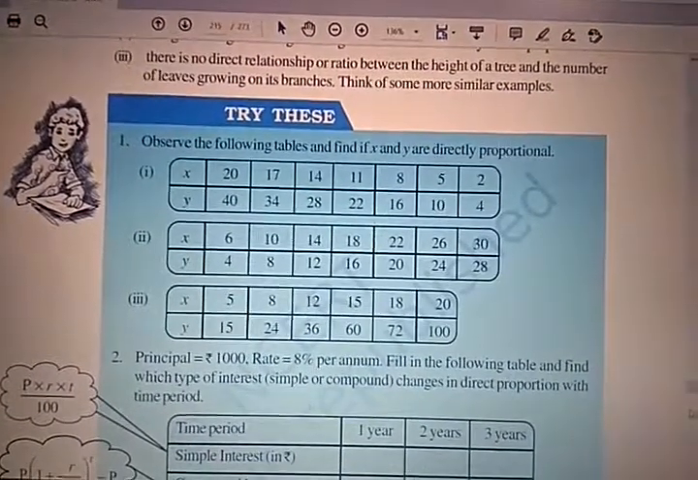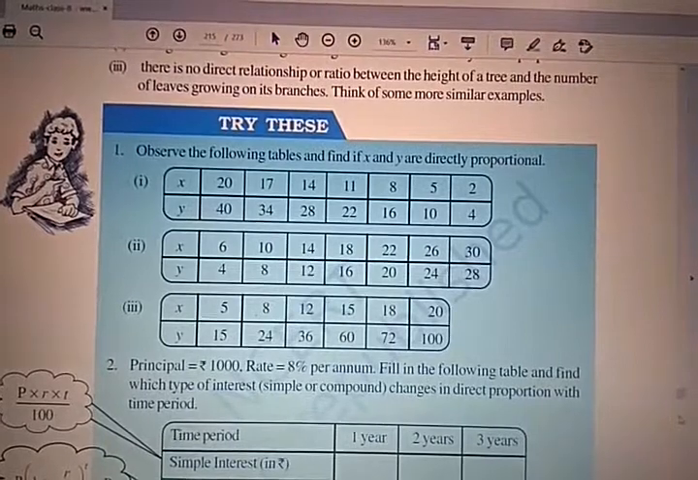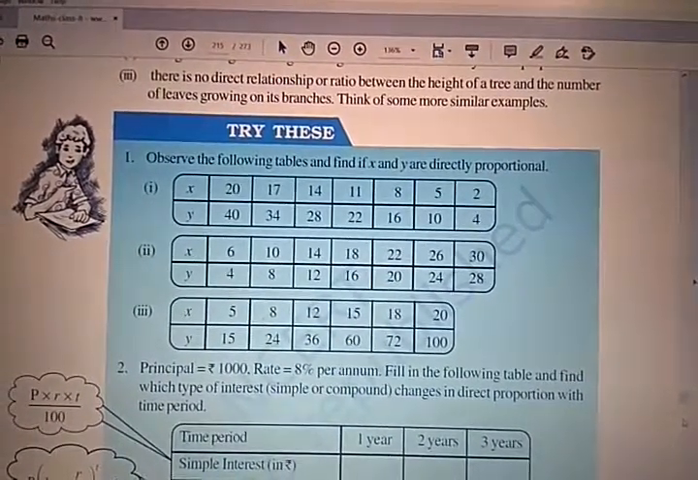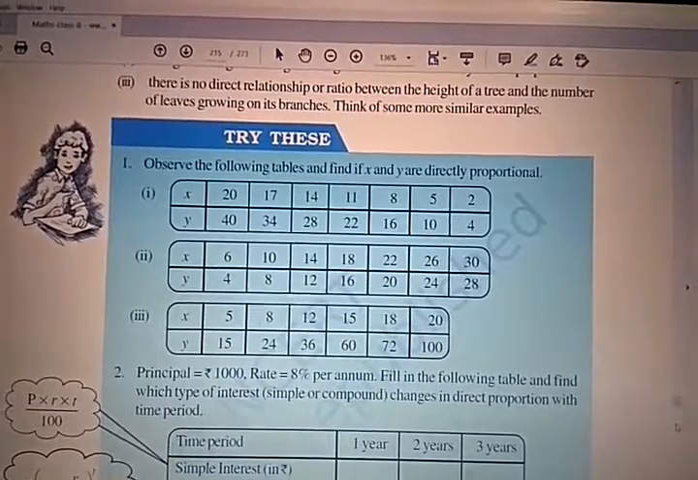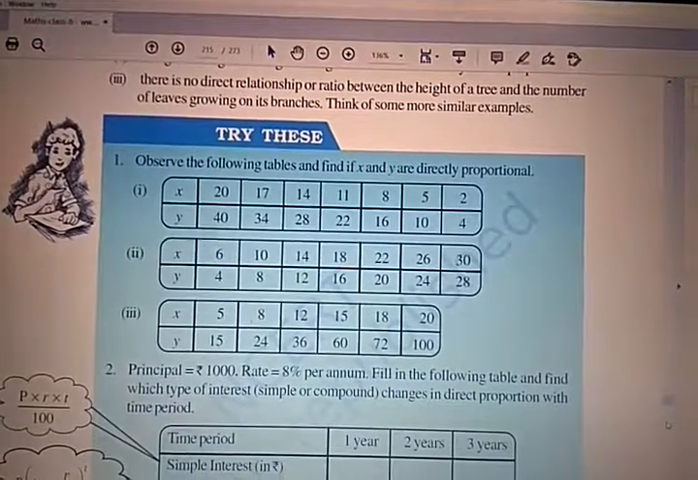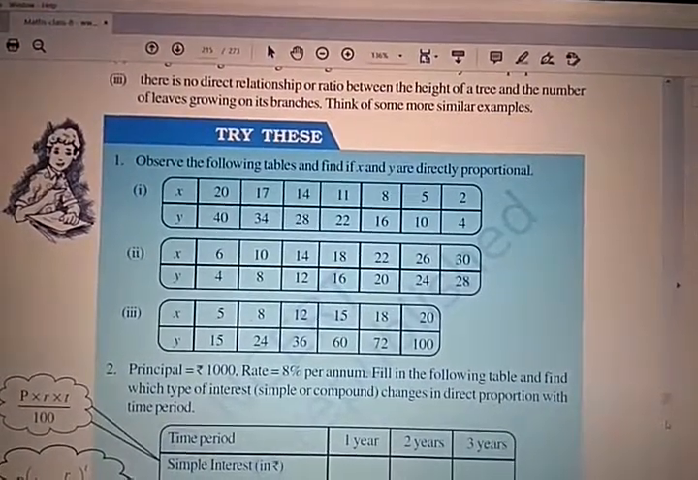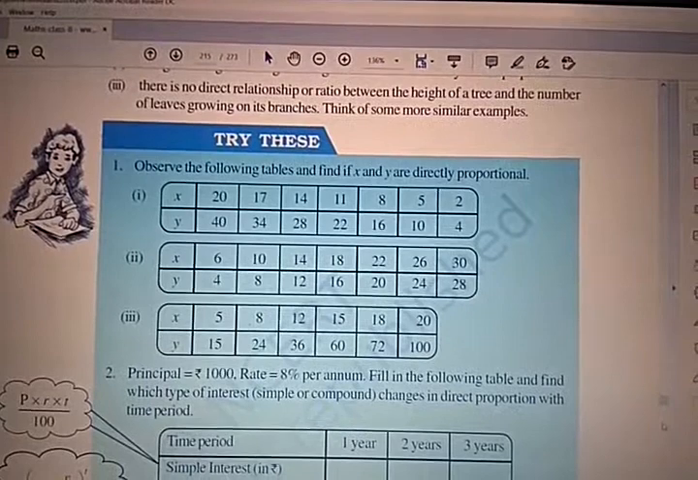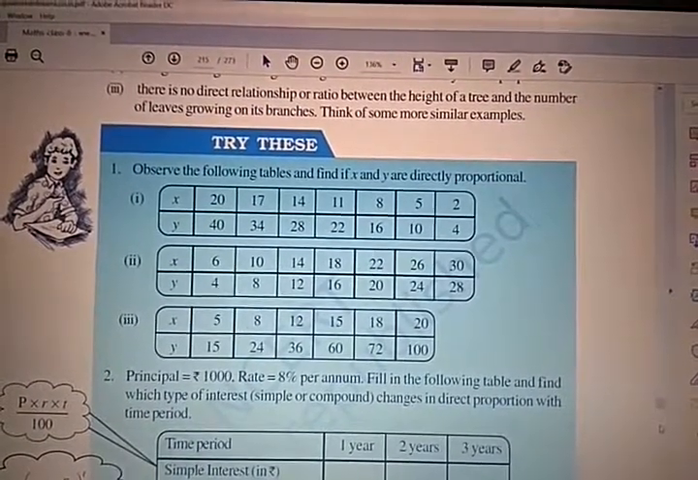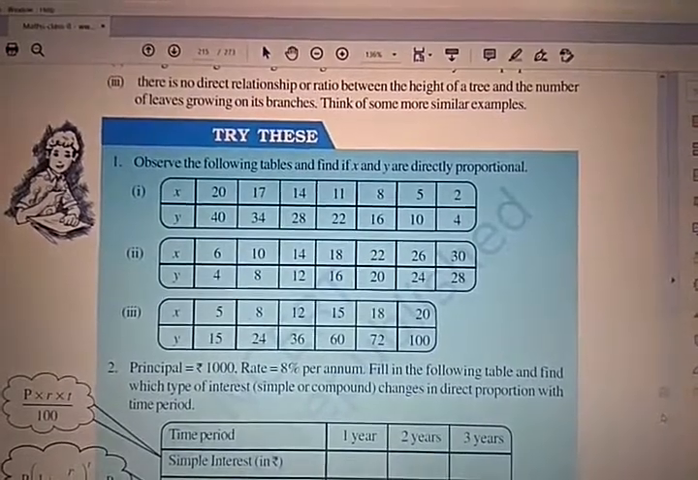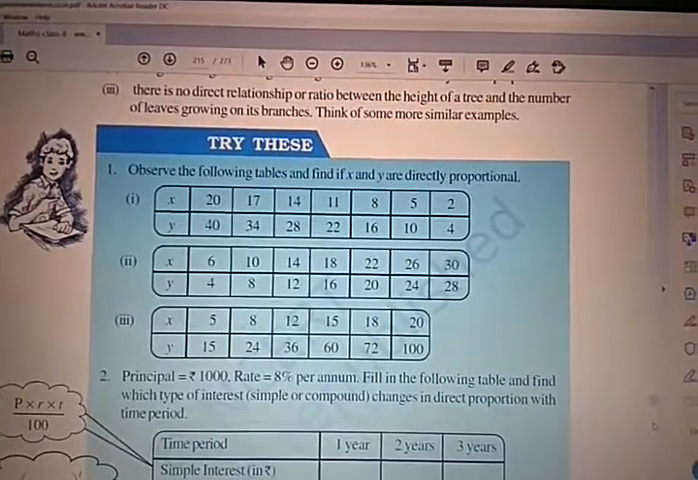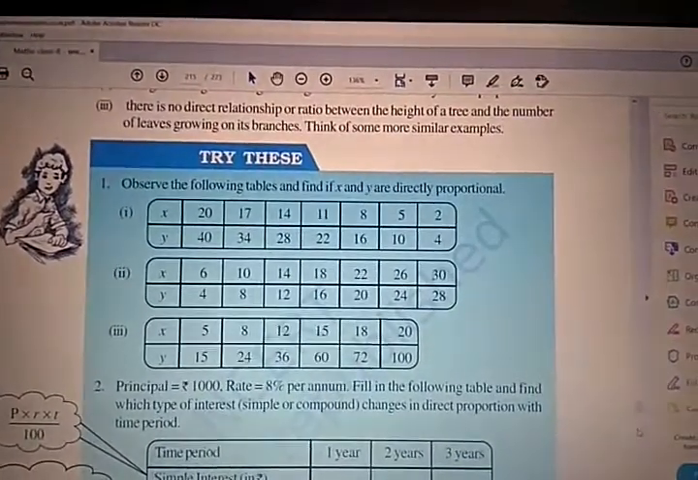Table 2: 6 upon 4, 10 upon 8, 14 upon 10. Let's see, 6 upon 4 means 2 threes are 6 and 2 twos are 4, means 3 upon 2 is the answer. This 10 upon 8 means 2 fives are 10 and 2 fours are 8. In the first one, 3 upon 2 is the answer. In the second one, 5 upon 4 is the answer. So the second table does not represent direct proportion. Correct? So in the second table the answers come out different.